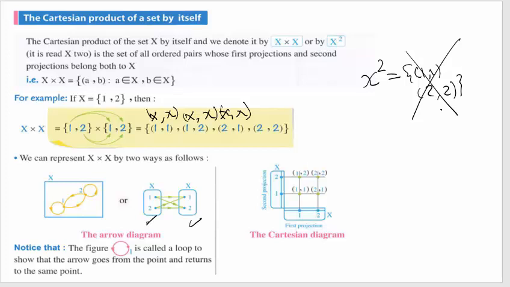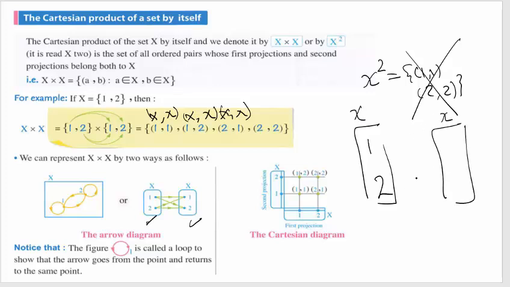No. I mean that I have a set which is called X and another set which is called X. This X has 1 and 2 and this X also has 1 and 2. So I will join an arrow from 1 to 1 and from 1 to 2 also, from 2 to 1 and from 2 to 2 also. So take care from this point because a lot of us will make this mistake.